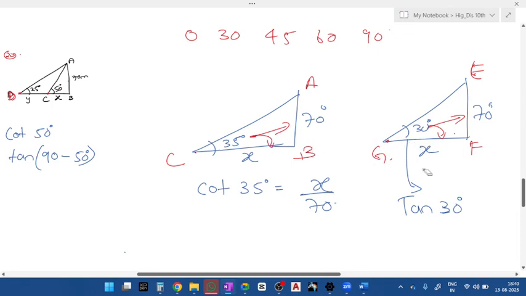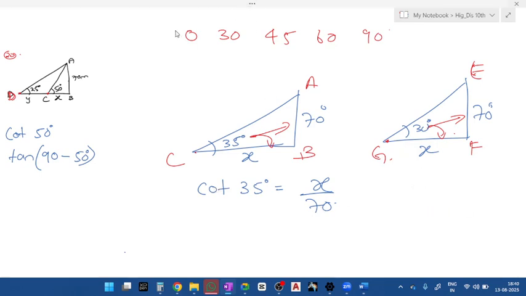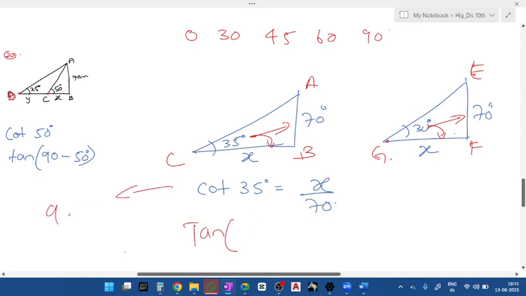Next, what is the next step? Okay, tell me the next step. If you use cot, cot is not given in the table. How do you convert it to tan? 35. Do it in the working column. 90 minus 35 is?